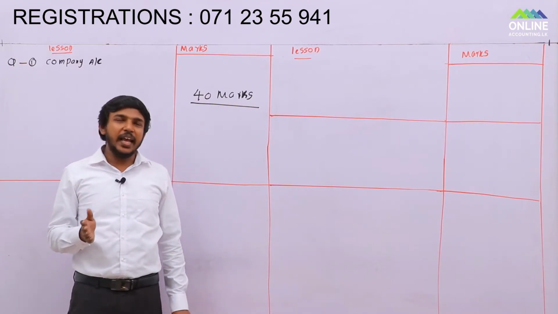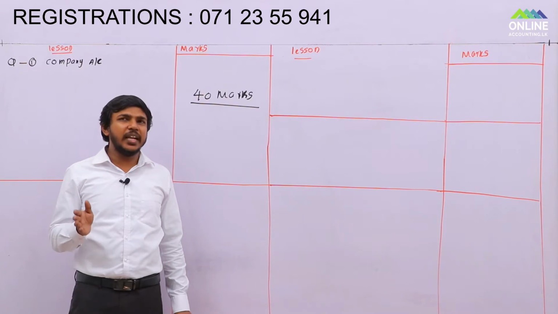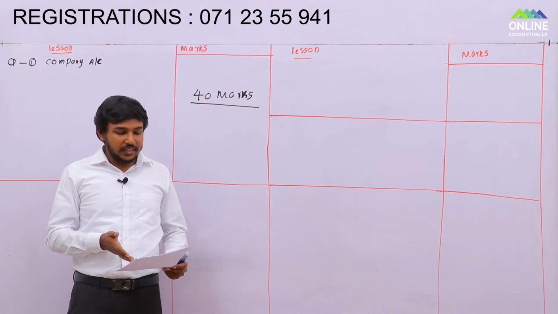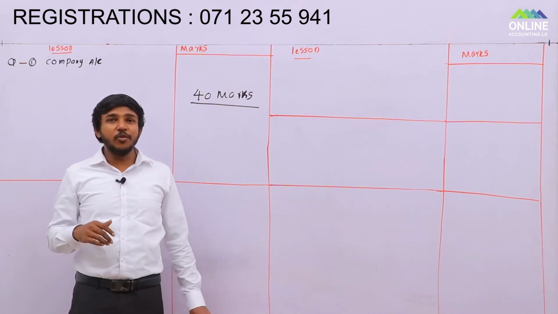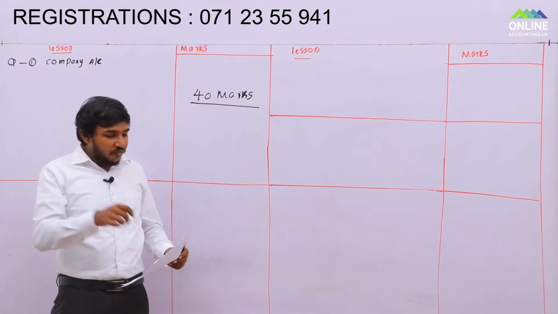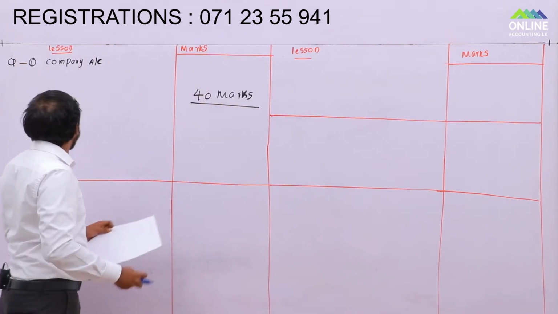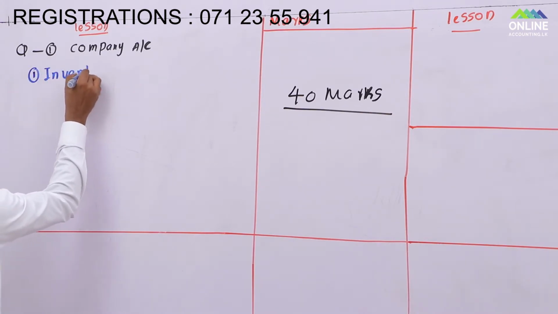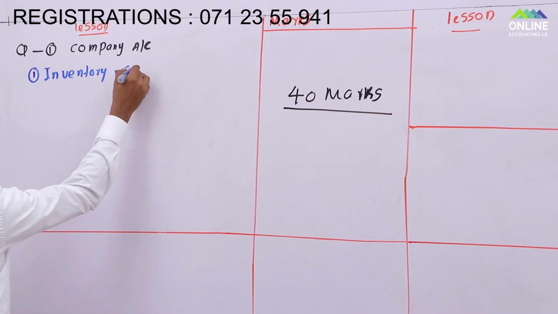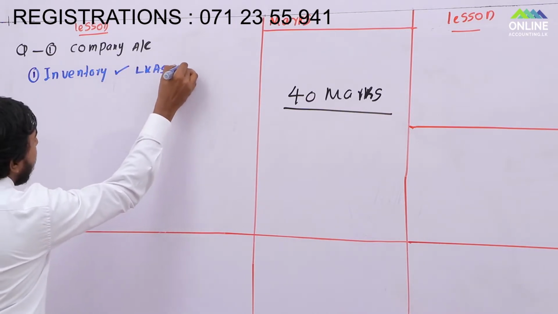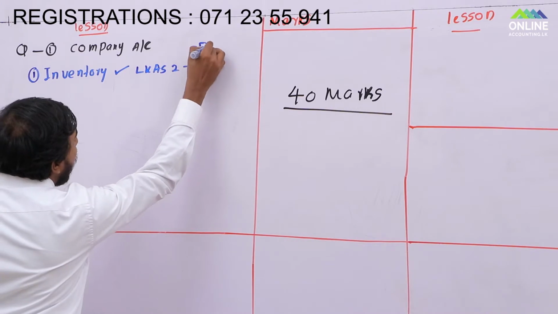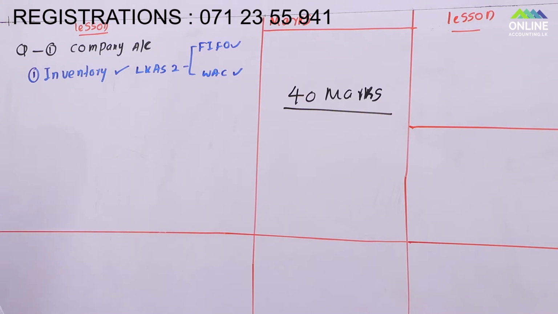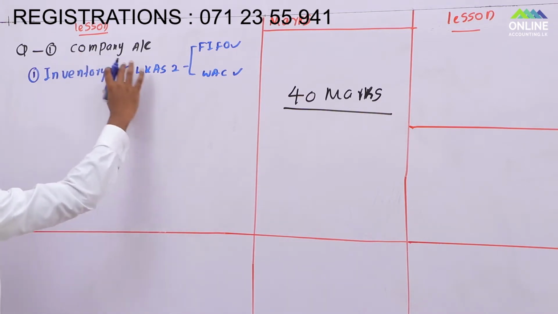So in 2019, if I am not mistaken, we got 10 adjustments. Fortunately, last year we got only 8 adjustments, so in your exam it could be 12 adjustments. Now if I go through the adjustments one by one, the first adjustment was for inventory. We have already done inventory, LKS 2, basically FIFO and VAT, and we have already uploaded the videos on this.